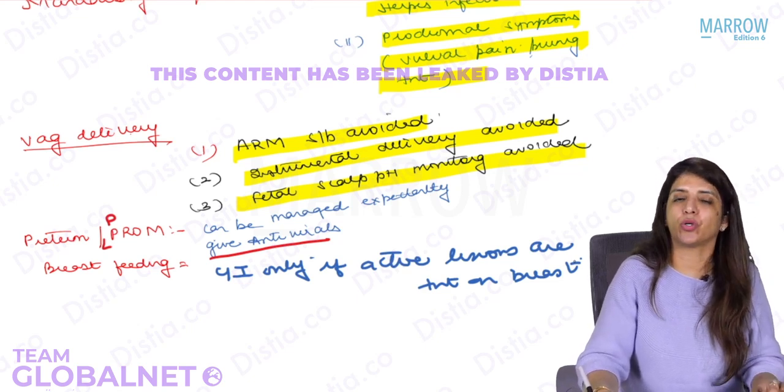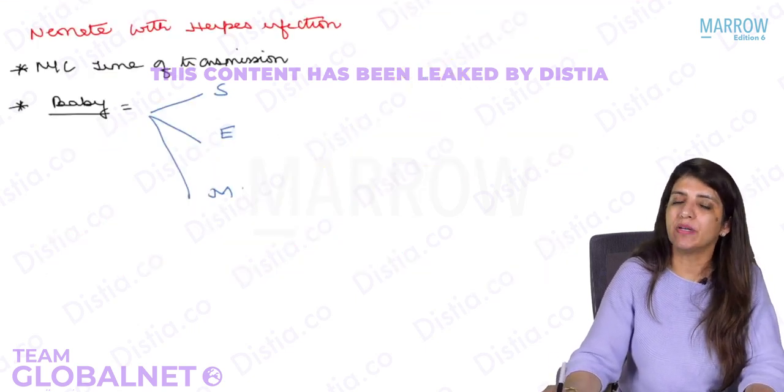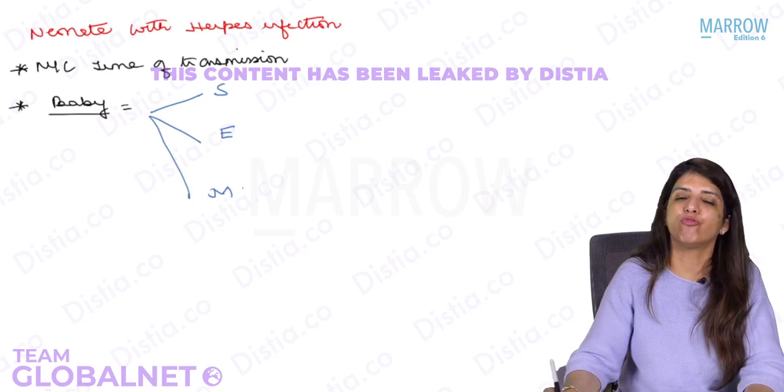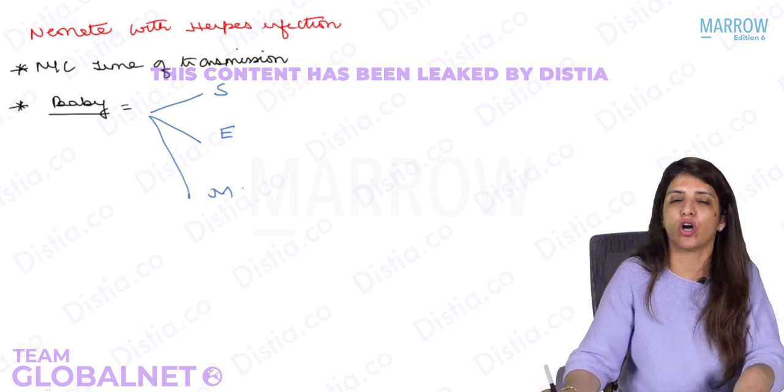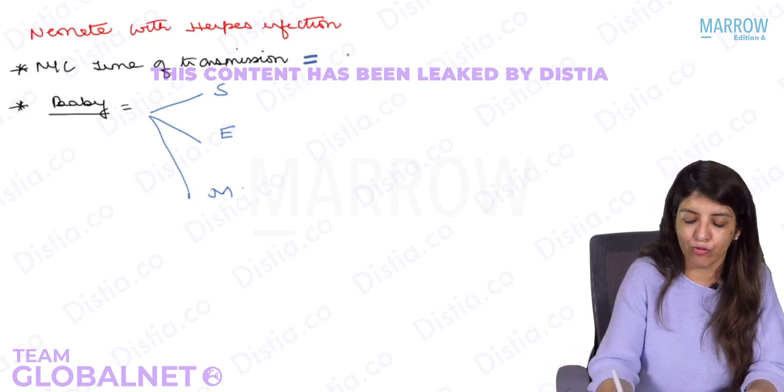Clear? So this is what you have to know about herpes simplex virus or herpes genitalis. What is the most common time for transmission of neonatal herpes? Most common time of transmission is during labor.